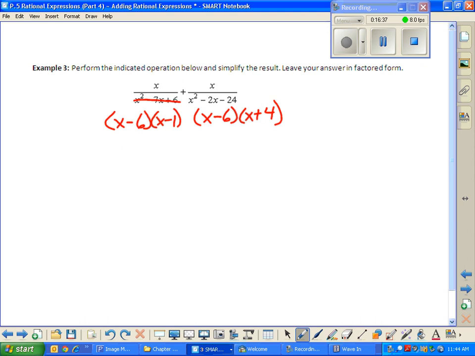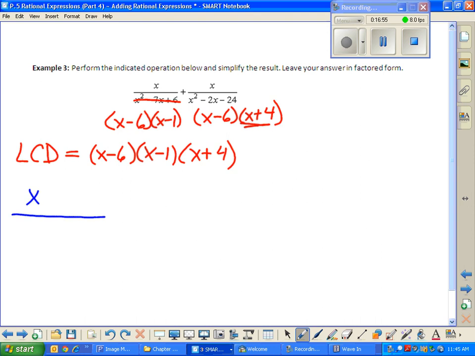Then to find my LCD, I bring down the factors on the left, compare them with what's on the right, and the only thing I didn't write yet was x plus 4, so bring that down. I then rewrite my problem so that it has the LCD in it. I start by just writing it in its original form. So this is me just copying the problem right now.